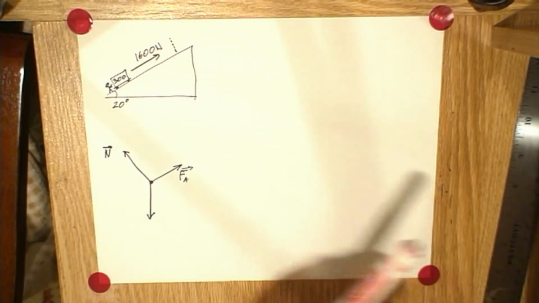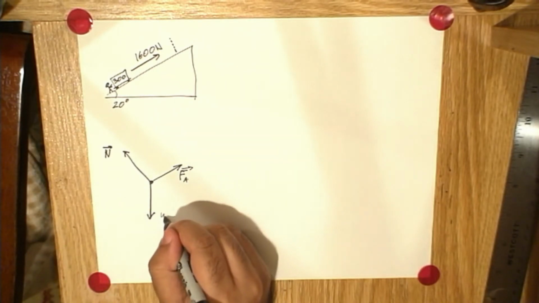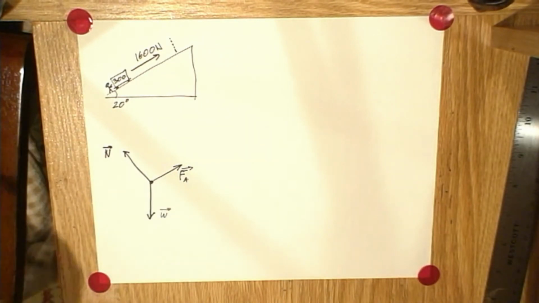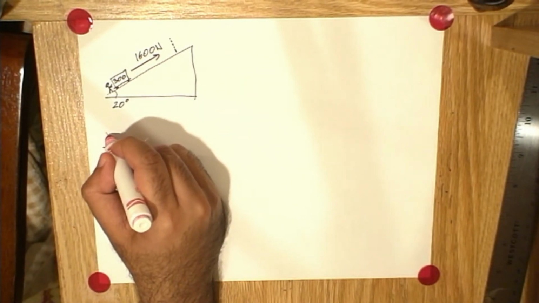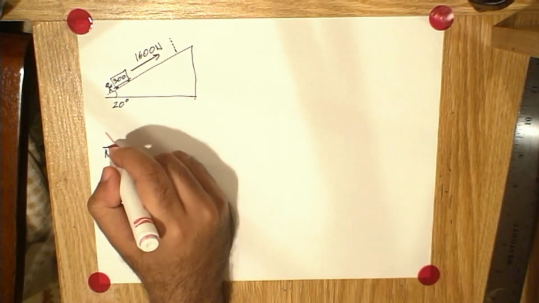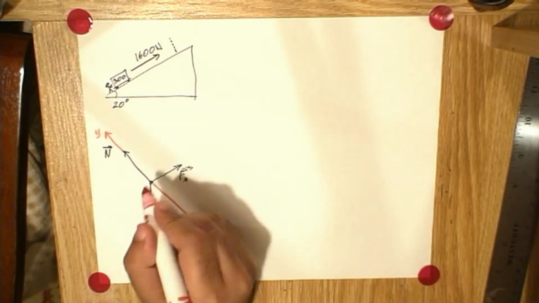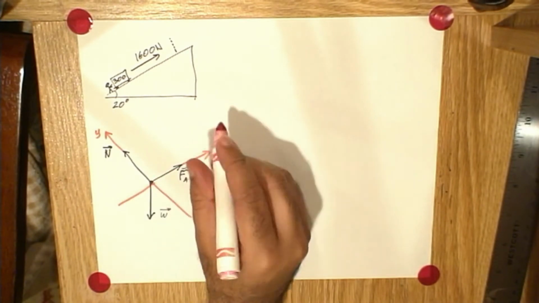Now, let us draw in the axes. In any ramp problem except for a banked curve, you always draw the y-axis to be in line with the normal force and the x-axis to be in line with the applied force.